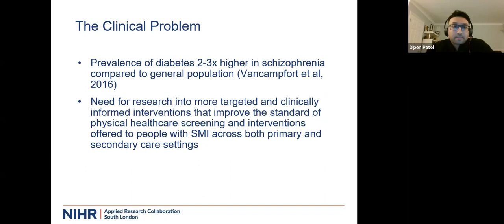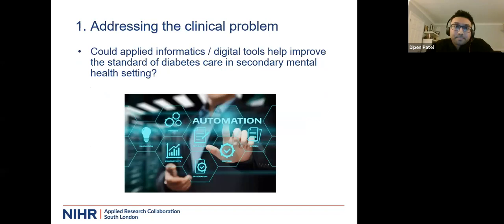So how do we address this clinical problem? This takes us to the start of the journey. I suppose the overall research question is: can applied informatics, can digital tools be applied to help improve the standard of, in this case, diabetes care in a secondary mental health care setting?